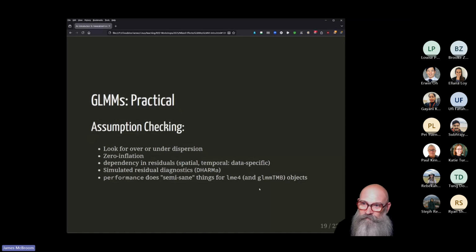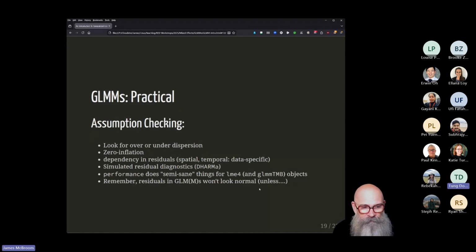There's another package that I quite like called performance, which automates a lot of the residual diagnostics as well. But you do have to be a little bit careful with what performance pumps out at you for some of these GLMM things. Take it with a grain of salt. I would trust the diagnostics from DHARMa more than out of performance if push came to shove.